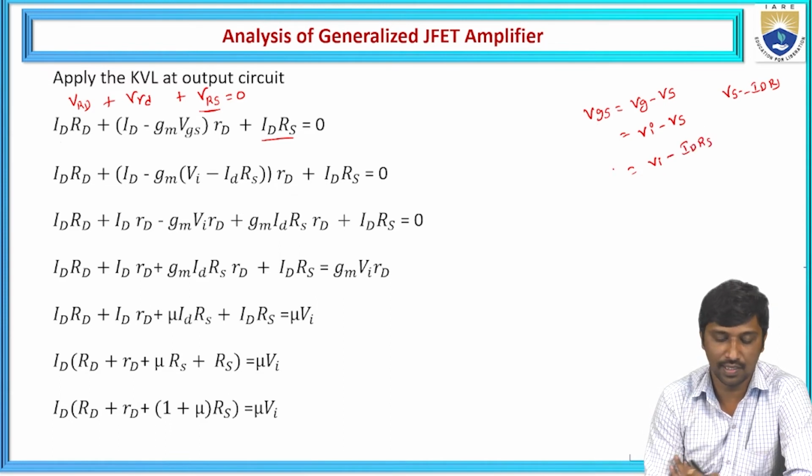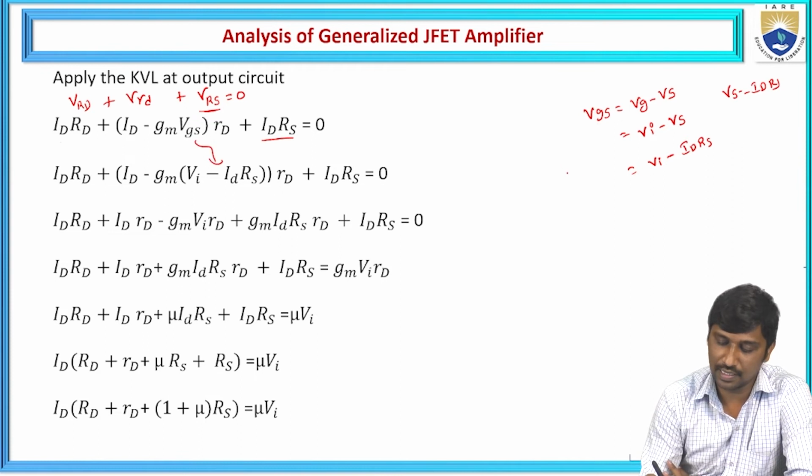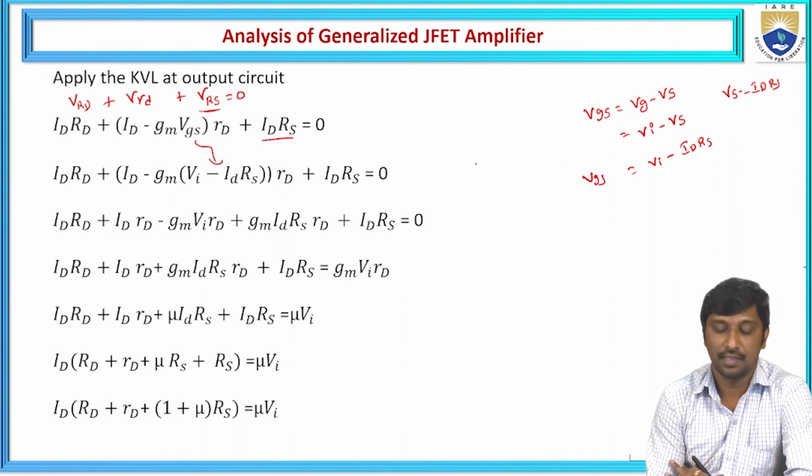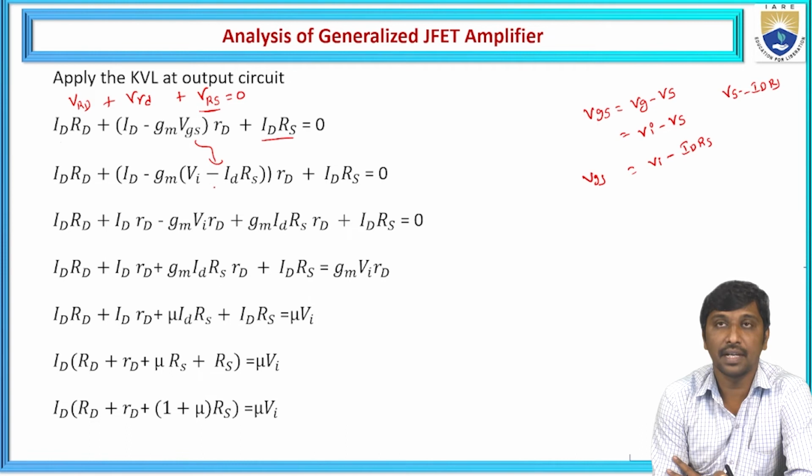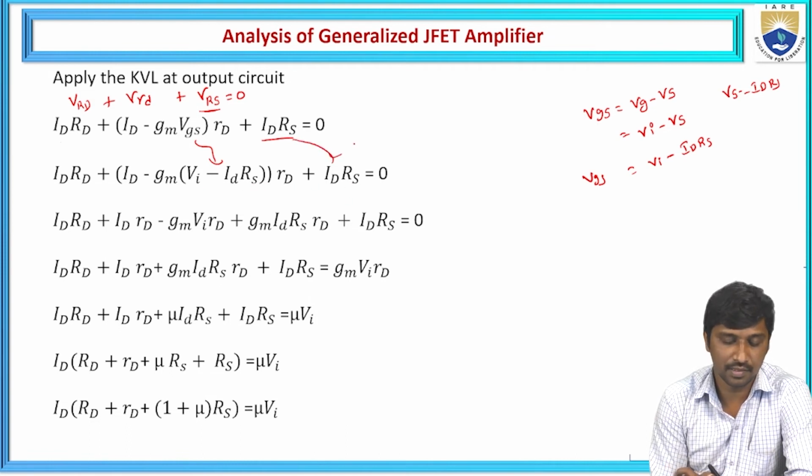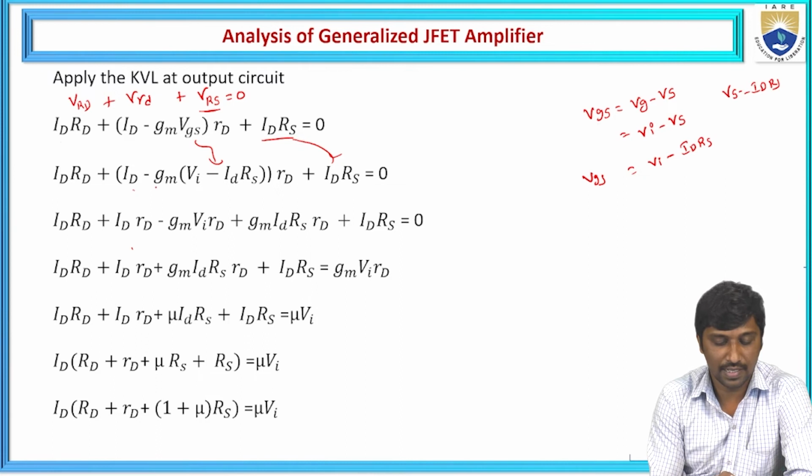That is nothing but VGS. Hence this VGS I represented as Vi minus Id times Rs. Now you can expand the term Id into small rd minus gm Vi rd; minus of minus becomes plus. So gm into Id into Rs into small rd plus Id into Rs.